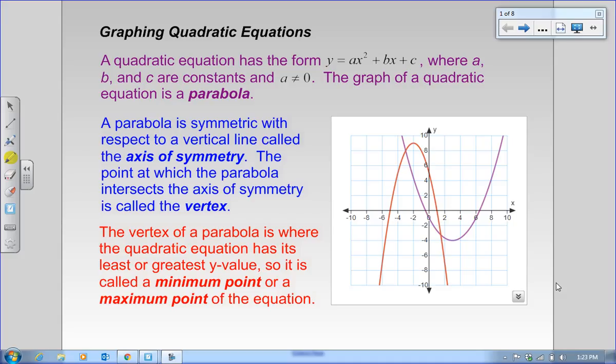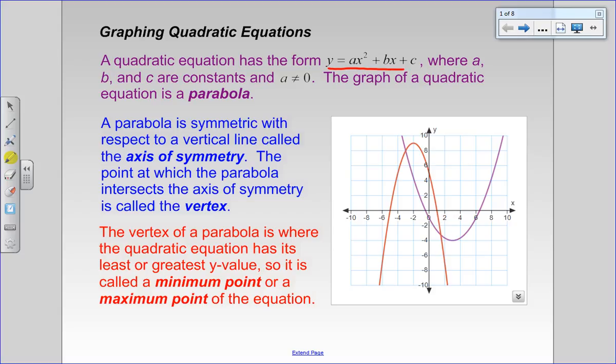A quadratic equation has the form y equals ax squared plus bx plus c, where a, b, and c are constants, and a is not equal to 0. The graph of a quadratic equation is a parabola, which is a curve that is symmetric with respect to a vertical line called the axis of symmetry.